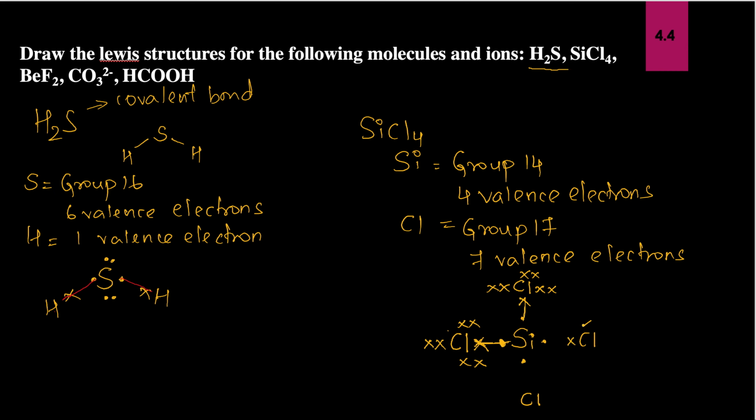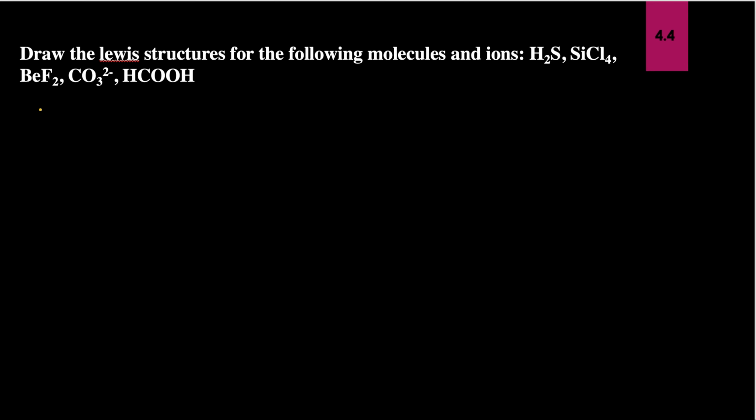Similarly for the next one, I'll draw 7 of them and I have a bond over here. And similarly with the chlorine here. So if you see, chlorine has 7 electrons and silicon has 4 of them as shown. Alright, now this is going to be the Lewis dot symbol for SiCl4.